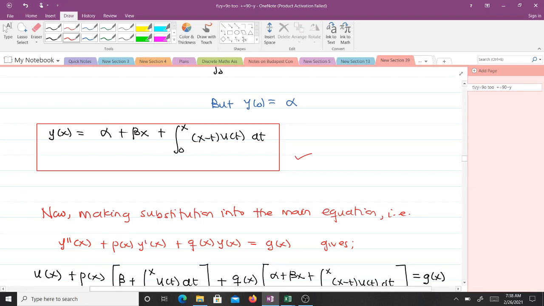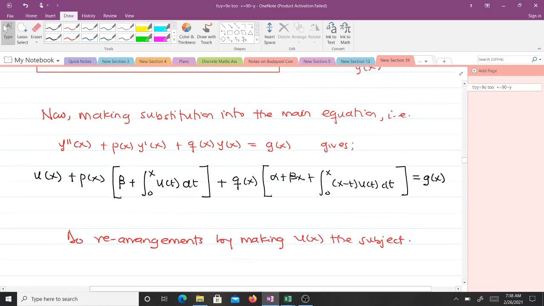So now we know what y prime prime of x is. We said it should be u of x. We know what y prime of x is. We also know what y of x is. So we are going to substitute that into our main equation, that's the second order ODE. In making that substitution, this main equation gives us this equation here.